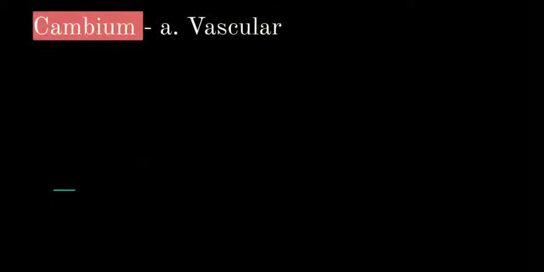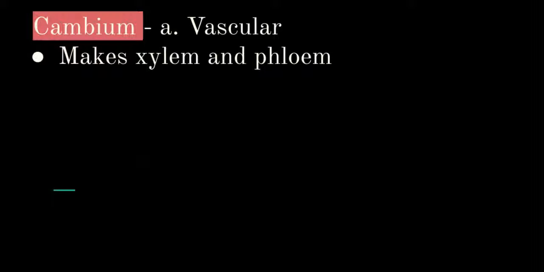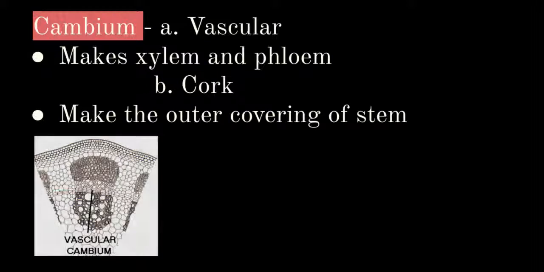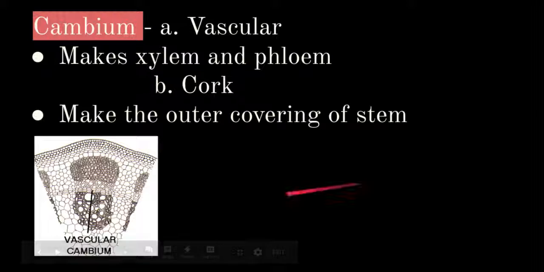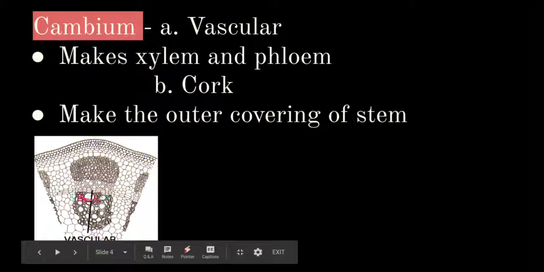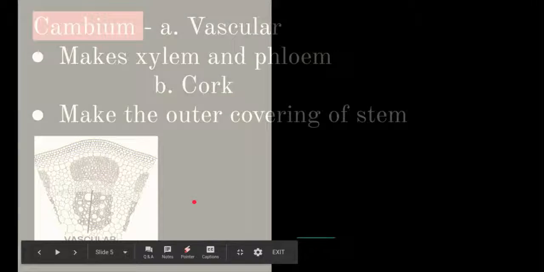The first structure is cambium. Cambium serves two purposes. It is a vascular cambium, which makes xylem and phloem, and it acts as a cork cambium, which makes the outer covering of a stem. This right here is the vascular cambium of a plant stem.